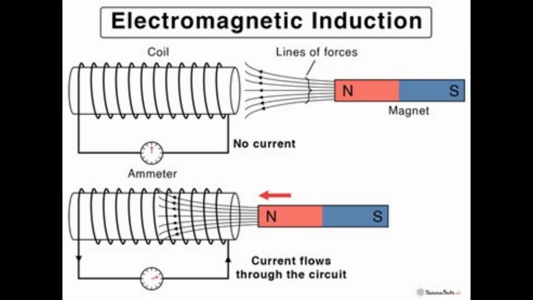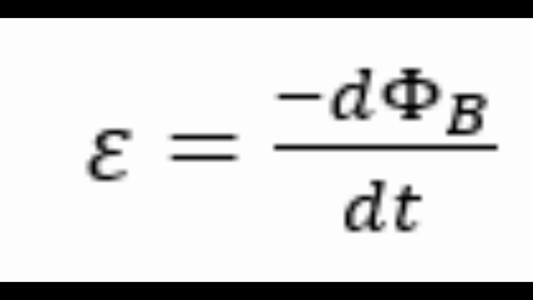This law states that the electromotive force induced in a conducting coil is directly proportional to the number of turns of the coil and the rate of change of magnetic flux in the coil. Faraday's law states that the EMF is also given by the rate of change of the magnetic flux, where epsilon is the electromotive force EMF and the numerator is the magnetic flux.